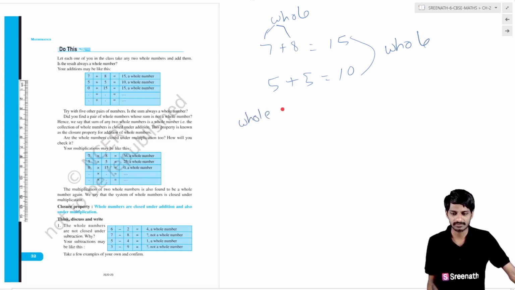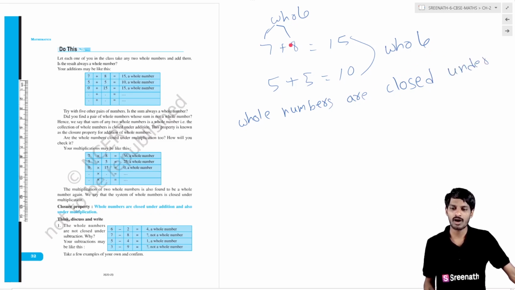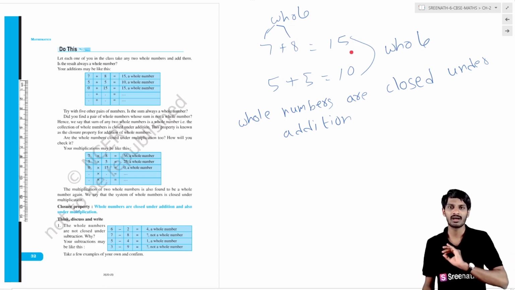Whole numbers are closed. Closed means they are satisfying the closure property. Whole numbers are having the closure property. Closed under what operation? The operation is addition. So if you take two numbers and add them, you are again getting a whole number. Then we call the whole numbers closed under addition. If you take any two whole numbers and add them, in every case you are getting a whole number only.